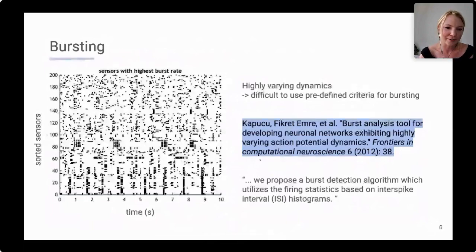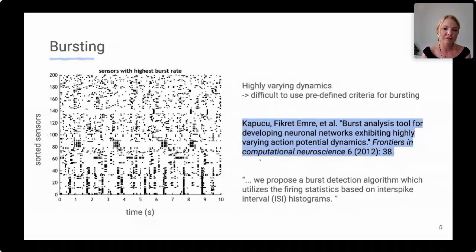And then we're talking about bursting. The general thing with these stem cell derived neurons is that they exhibit highly varying dynamics, both over time, when the cultures are developing from day 1 to 2 weeks later, and between the different types of cultures: control, duplication, and deletion. They all have very different dynamics, and so it was a little bit difficult to use a predefined criterion for bursting, or at least we wanted a more fine-grained analysis of the bursting to make sure we didn't miss anything.